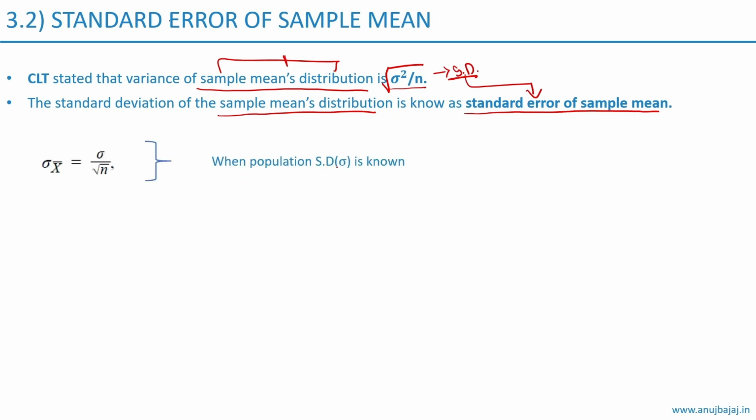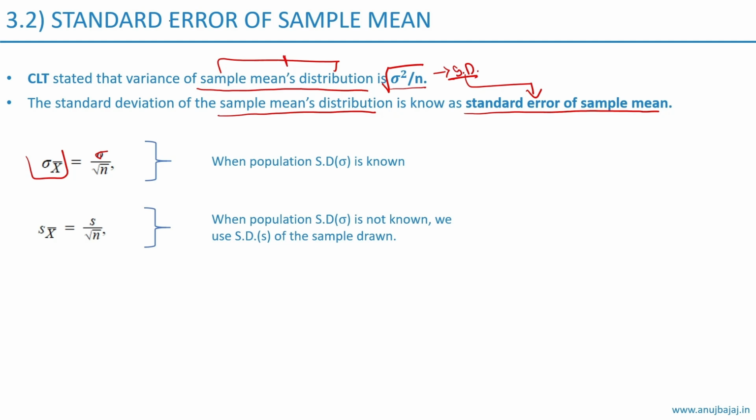So when the population standard deviation is known, then the standard error of the sample mean is the population standard deviation divided by the root of the sample size. And when the population standard deviation is not known, we use the standard deviation of the sample we have drawn. So the standard error of the sample mean equals the standard deviation of the sample divided by the root of the sample size. And how do we calculate the standard deviation of a sample?